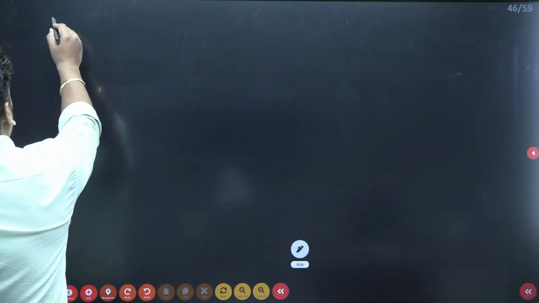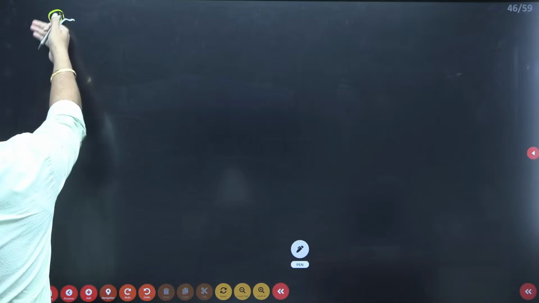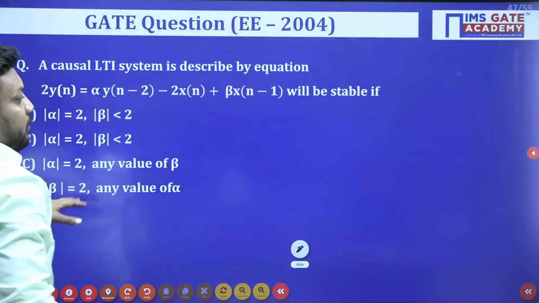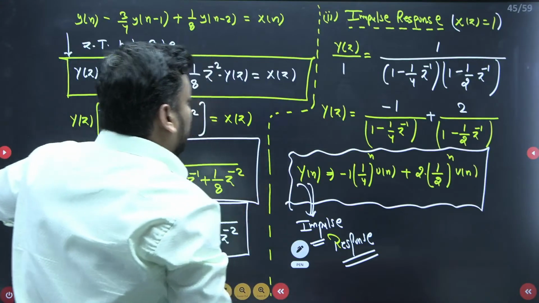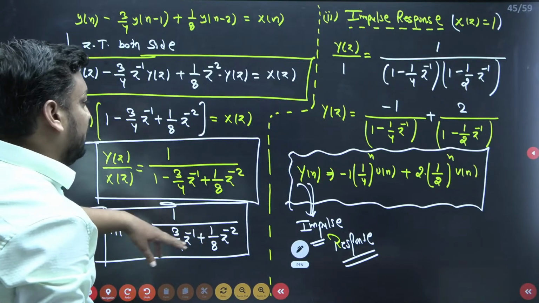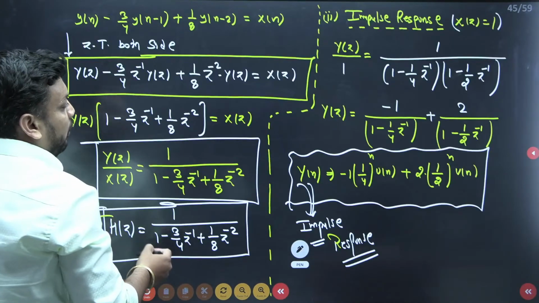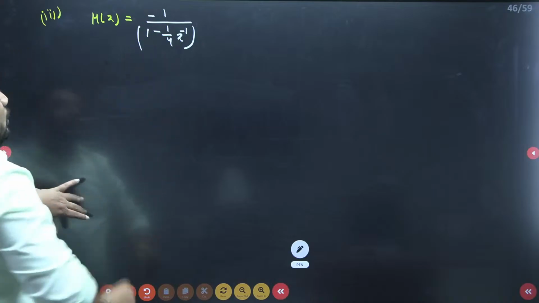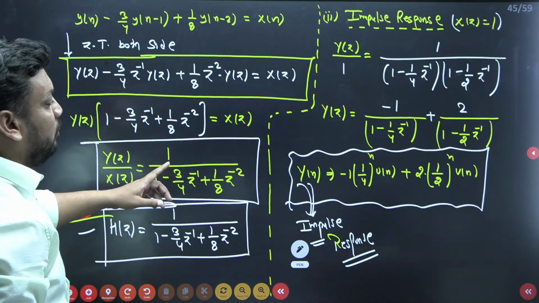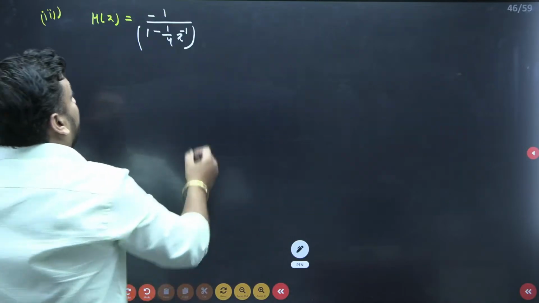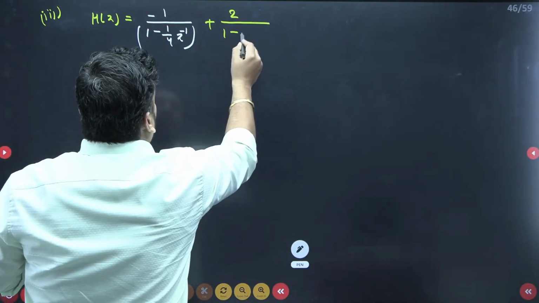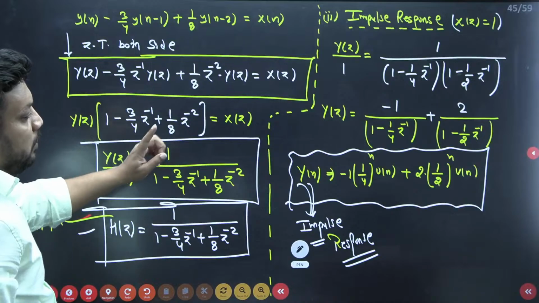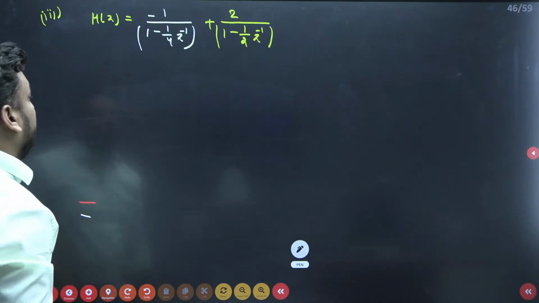Now the third question is the impulse response, the unit step response. What is the H(z) value, guys? I am taking the H(z) value from here after partial fractions. If I take the partial fractions, I will get minus 1 upon 1 minus 1/4 z inverse, and minus 1 upon 1 minus 1/4 z inverse plus 2 upon 1 minus 1/2 z inverse.